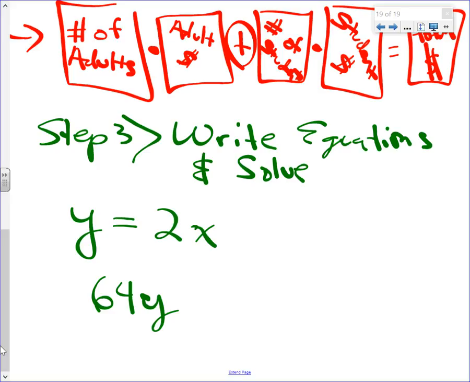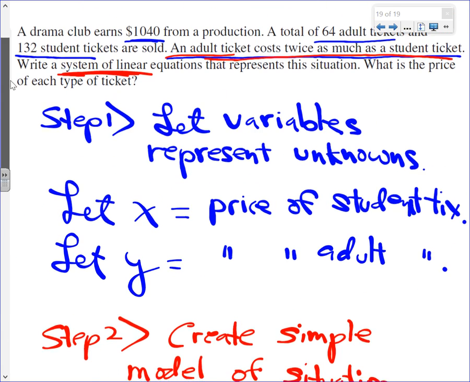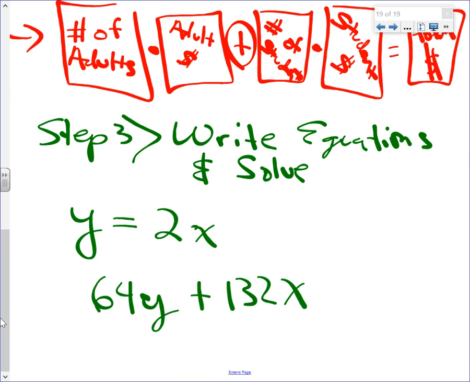Look, that's this part. 64 times y. Look at this. Plus, how many students showed up, Cortez? So look, this is 132 times the student price, x. Look, it equals the total cash, 1,040, yeah.